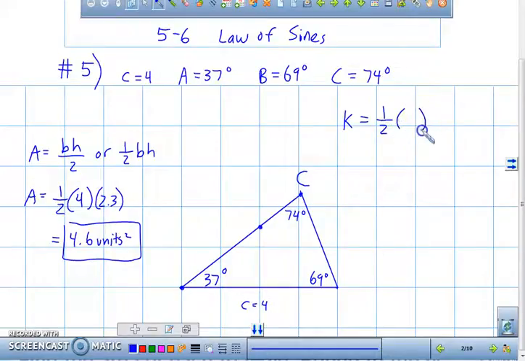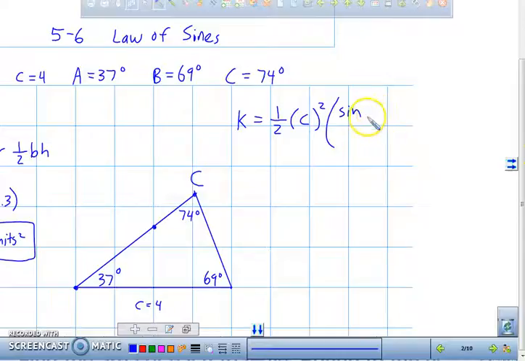I'm going to open up a parentheses. I'm going to put C squared. And then I'm going to put the sine of what? What's the formula say? The sine of A, there we go. The sine of B all over the sine of C. Now look at the pattern here. What letter do we have? We have lowercase c. What angle's in the denominator? The sine of capital C.